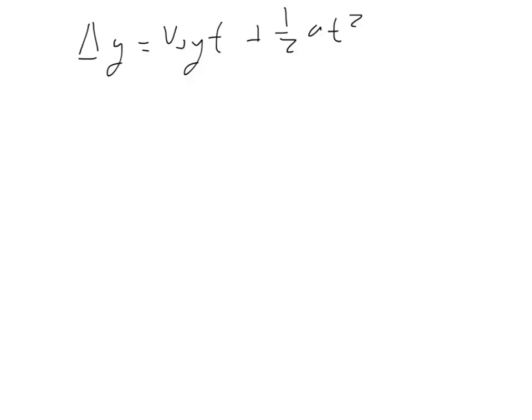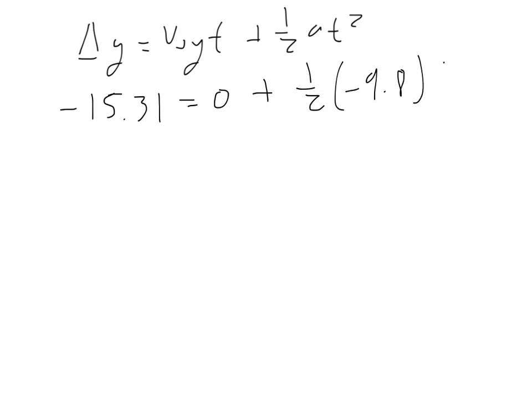Now we want to figure out the time it takes to go up and come down. We know that if we're starting from maximum height, the object has to fall 15.31 meters, and its initial velocity in the y direction will be 0. Its acceleration in the y direction is negative 9.8 meters per second squared. So it's going to fall minus 15.31 meters is equal to 0, the initial velocity in the y direction as it falls to Earth, plus 1/2 times negative 9.8 times t squared, and we get a time of 1.77 seconds.